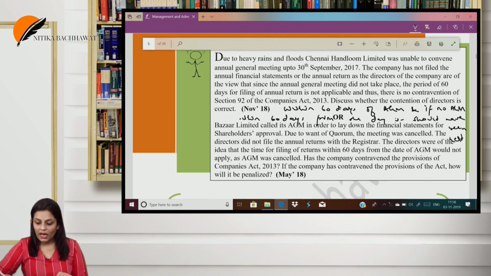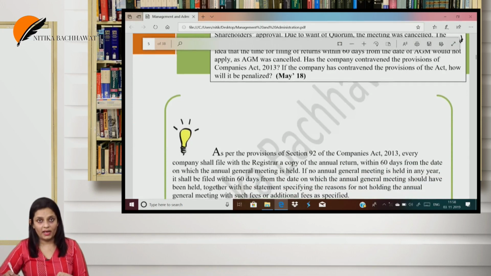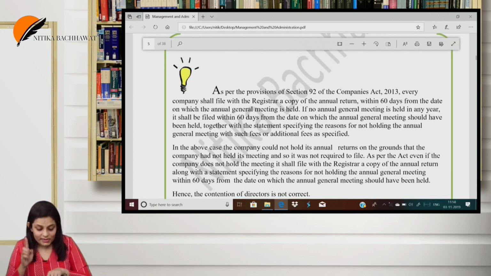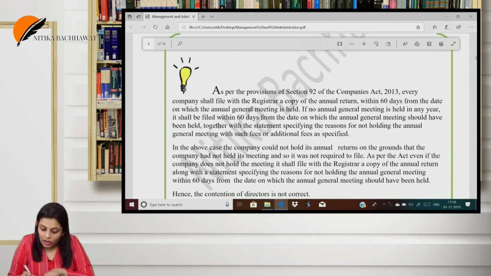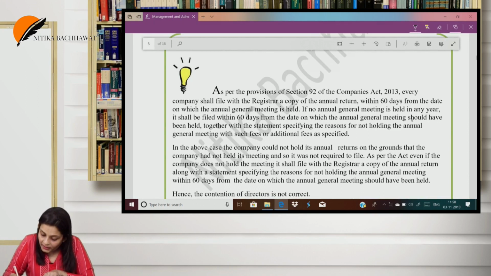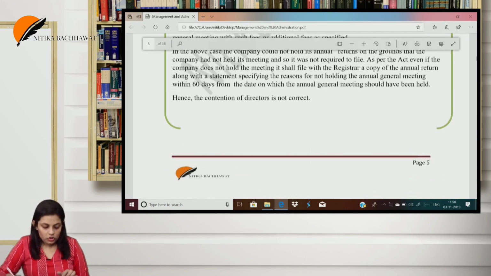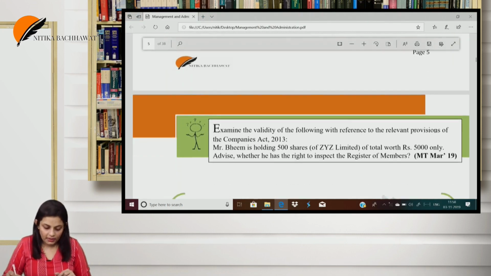No. The last day by which the meeting should have been held, within 60 days we have to file. See, if no annual general meeting is held in any year, it shall be filed within 60 days from the date on which the annual general meeting should have been held. So, is the director justified in saying no? The contention of the directors is not correct.